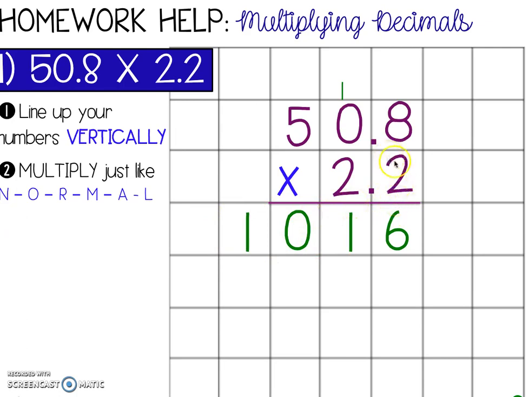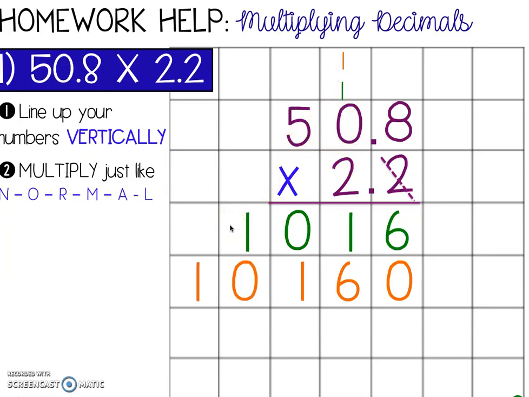Now we're done with this 2, so I'm going to mark it out. We've got to come down here and put our 0 as a placeholder. Then we're going to take our second number times everything on the top. Sometimes I like to cross out my carry so I know that it doesn't go with the new number. So then we're going to do 2 times 8 is 16. We're going to put our 6 down here and carry our 1. 2 times 0 is 0, plus the 1 we carried is 1. 2 times 5 is 10.